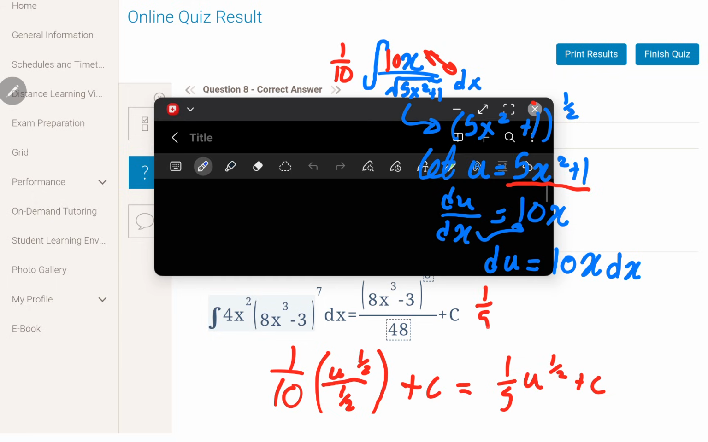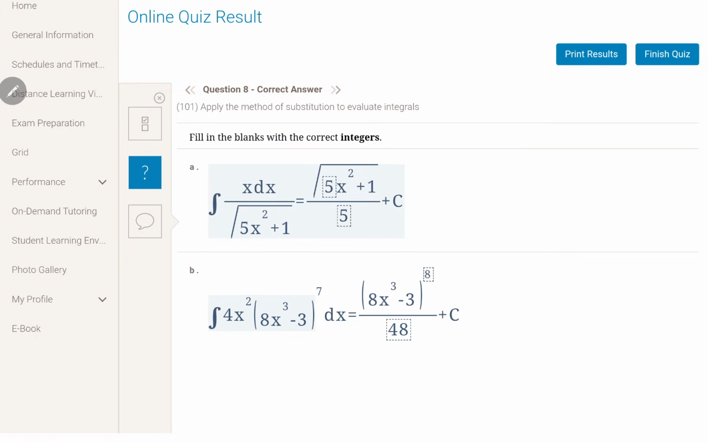1 over 5, or sorry, you can directly say radical 5x squared plus 1 over 5 plus c. Because u is what? u is 5x squared plus 1, to the power of 1 over 2 means just under a radical. So this is your answer: radical 5x squared plus 1 over 5 plus c. Which is what we have.